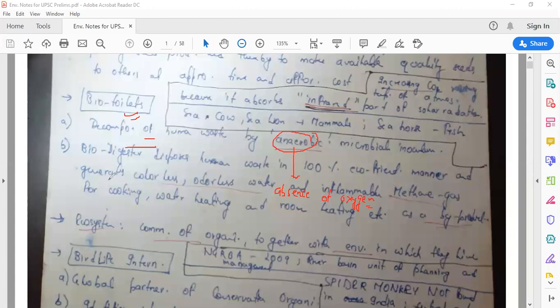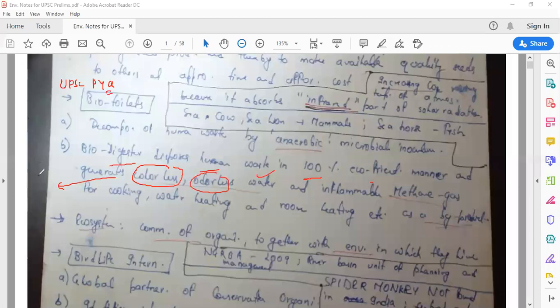Now, what happens here? Again, let's try to understand. Because they have asked a detailed question on bio toilets, that's why. And this is a UPSC PYQ asked between 2000 to 2016, so it is very important. It decomposes human waste in a 100% eco-friendly manner, and it generates colorless as well as odorless water. Sometimes they will write that it creates a pungent smell or something like that. No, it generates colorless and odorless water and inflammable methane gas for cooking, water heating, and room heating, etc. as a byproduct.